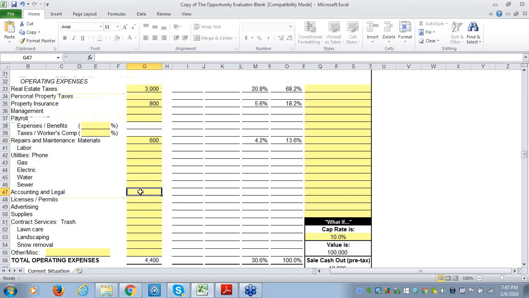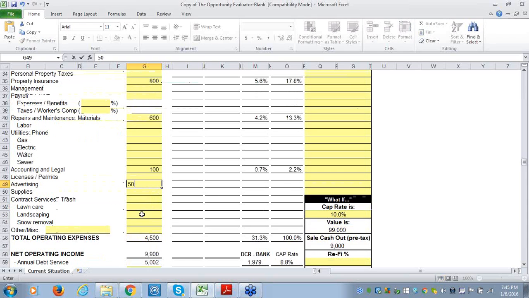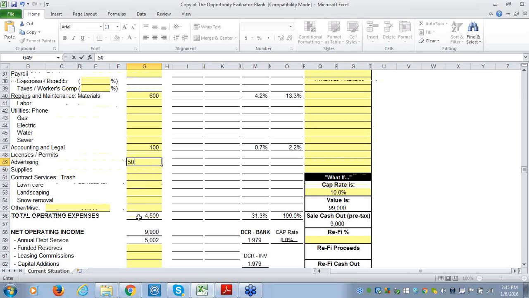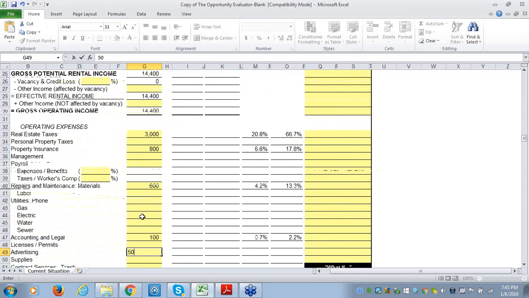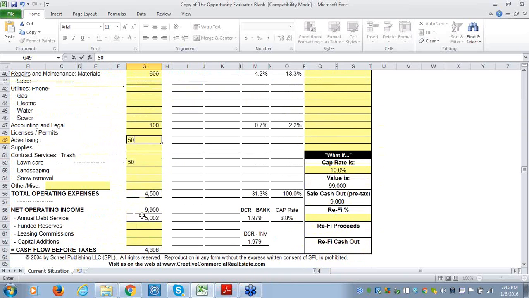Okay. Now, accounting and legal, you might want to say $100 a year because you might have to pay for a tax return or evict somebody or something like that. Advertising, maybe $50 because it's a single-family home. They might move out and you've got to advertise it again. Tenants are generally going to pay for all this other stuff. They'll pay their own trash, lawn care, snow removal. So you can see your expenses went up to almost $4,500 with no effort at all. That's a lot of expense.